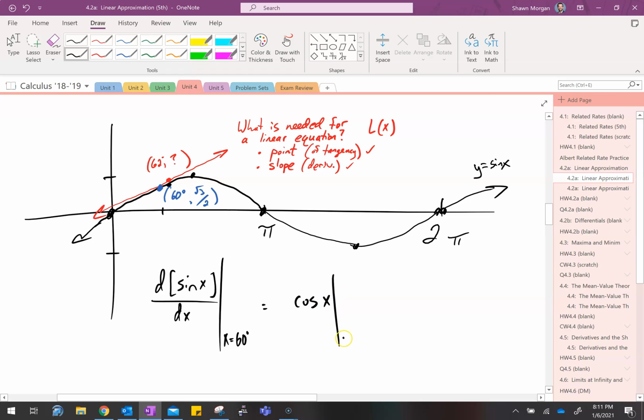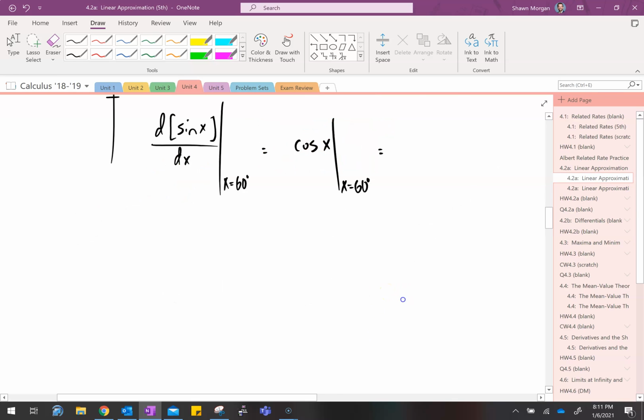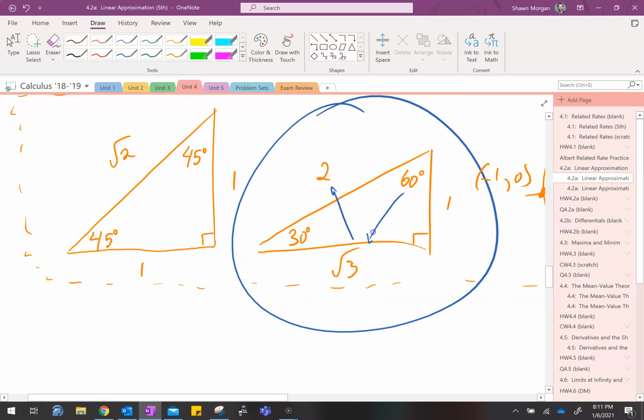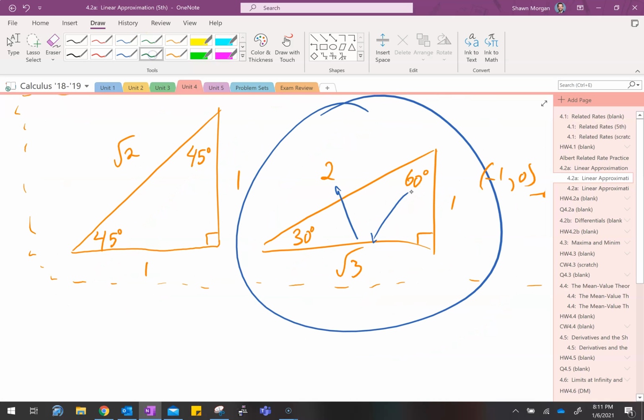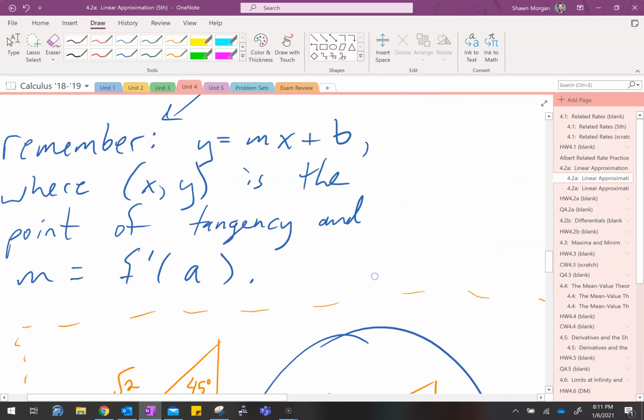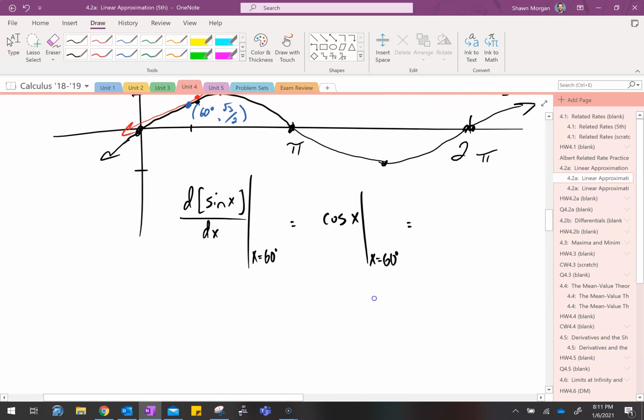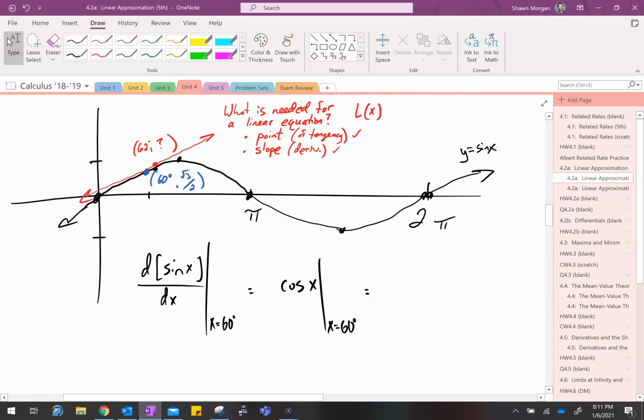And again, we're going to evaluate that when x equals 60 degrees. So we want to know what is the cosine of 60 degrees. Again, if you need to, you can go back to this visualization. But what did we say? In this case, the cosine of 60 degrees is going to be the adjacent over the hypotenuse, which will be 1 over 2. Okay? So evaluating that derivative is very easy. We can find that the cosine of 60 degrees is 1/2, and therefore that's the slope of that line.